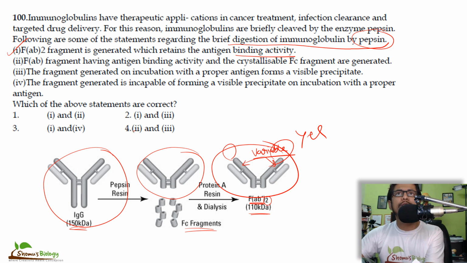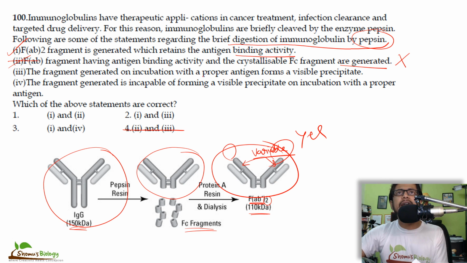Okay, so this is true. 1 is true. So if 1 is true, option 4 is not correct. So let's read: Fab fragment having antigen binding activity and the crystallizable Fc fragments are generated. No, crystallizable Fc fragments are never generated.